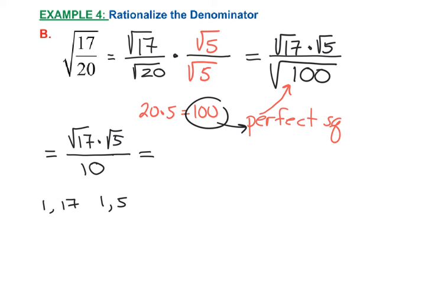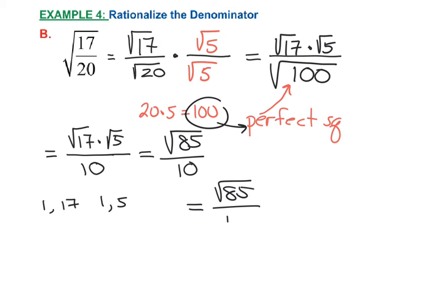So when we multiply these numbers together, we get the square root of 85 over 10. And you could double check yourself, but since 17 doesn't have any factors that are perfect squares and 5 doesn't have any factors that are perfect squares, then 85 is not going to have any factors that are perfect squares. And that's just the rules of multiplication and knowing our factors. So our final answer is the square root of 85 divided by the square root of 10.